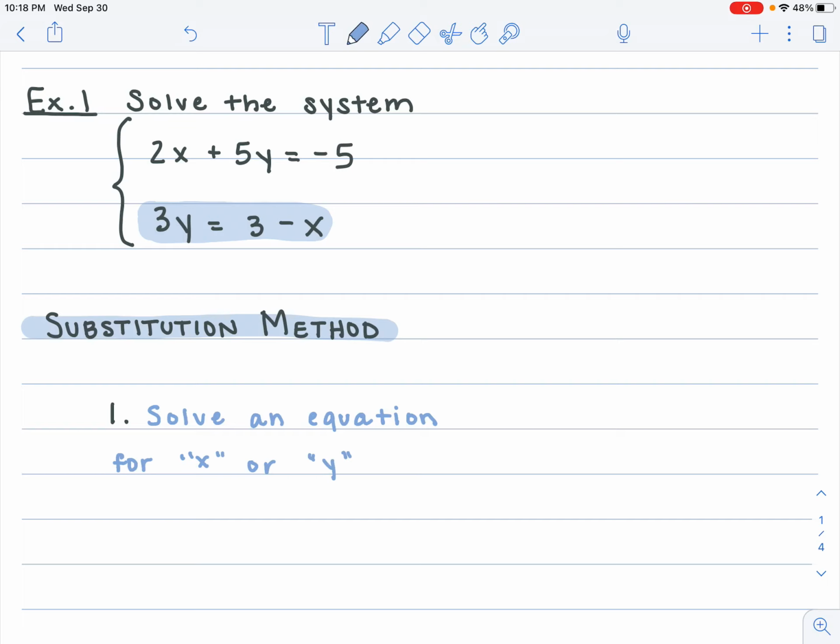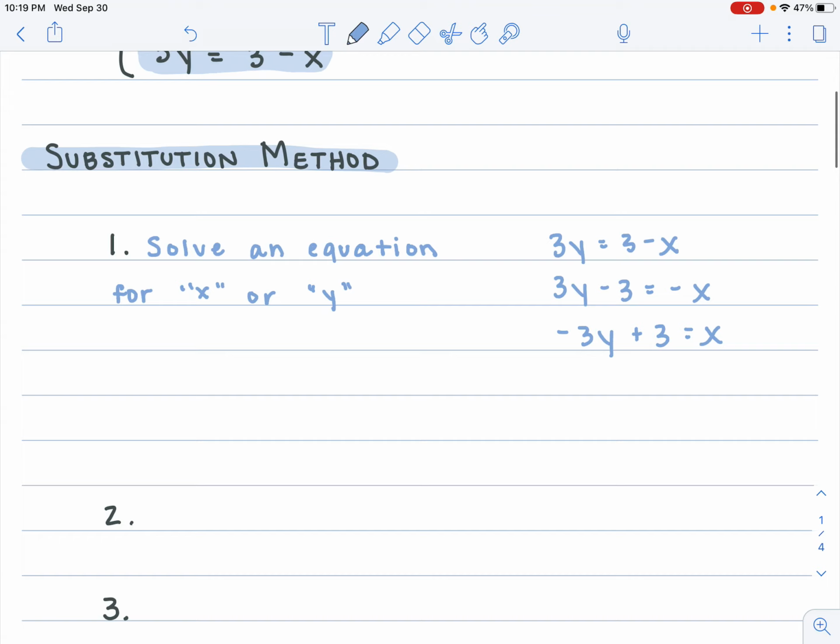So we're going to take that equation and solve for x. We have 3y equals 3 minus x. I'm going to subtract that 3, which gives negative x. Divide by negative 1, and I get negative 3y plus 3 equals x. All right, so I've gotten what x equals, we're good to go. You can also write that the other way, x equals negative 3y plus 3, doesn't matter. So step 1, solve for a variable, doesn't matter which one.